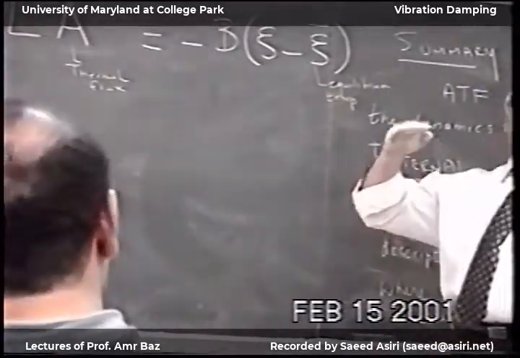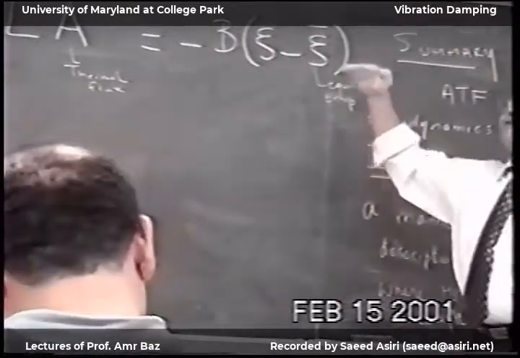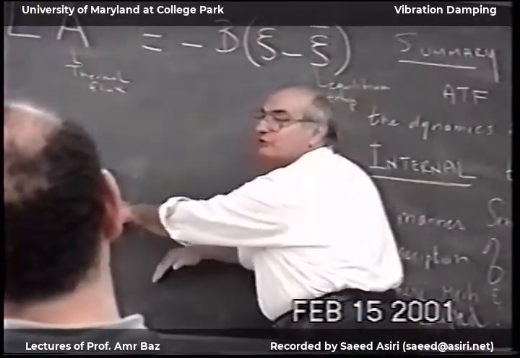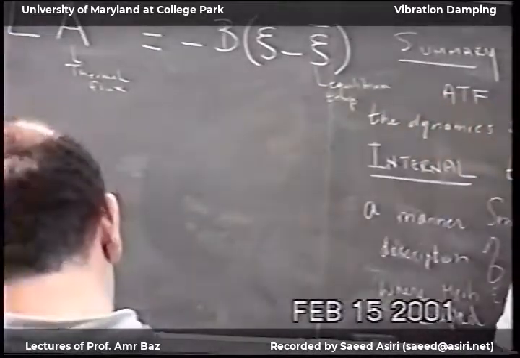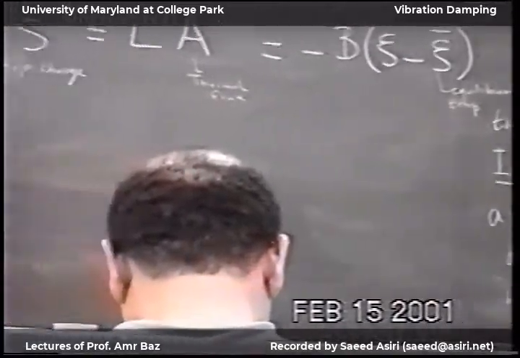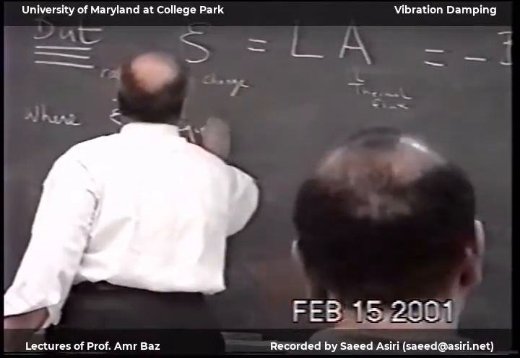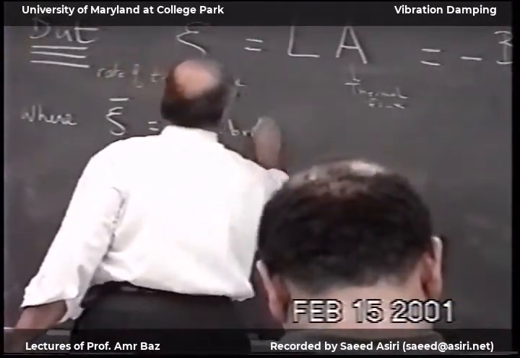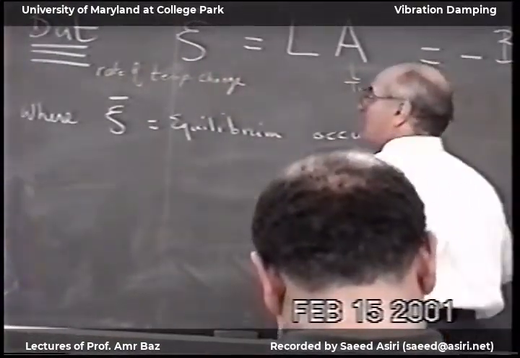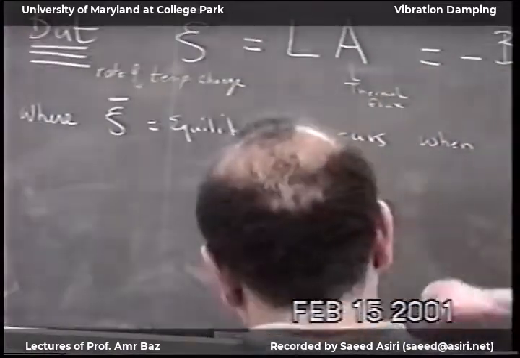In the conduction problem, you have the gradient in the opposite direction of the heat flow. I have high temperature, low temperature. The heat flows from the high to the low. Temperature gradient is in the opposite direction. So that's where the negative sign is. Now, this equilibrium gradient occurs when A is equal to 0.